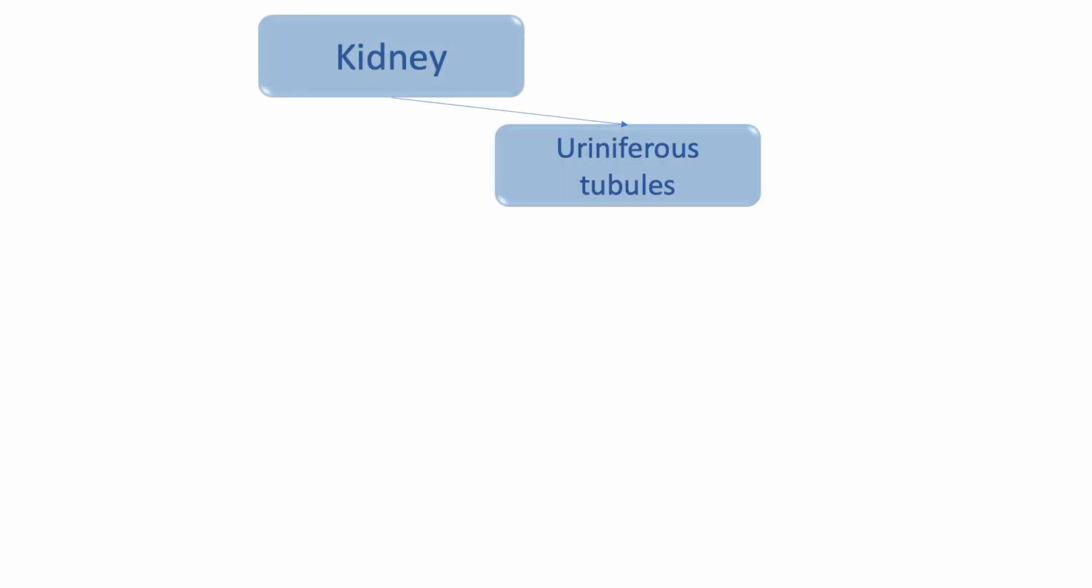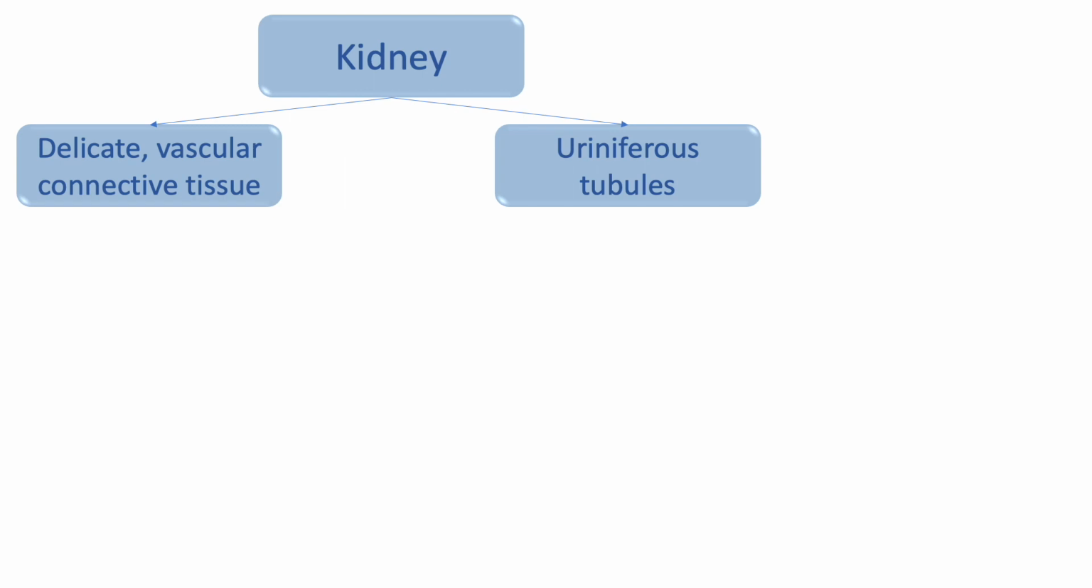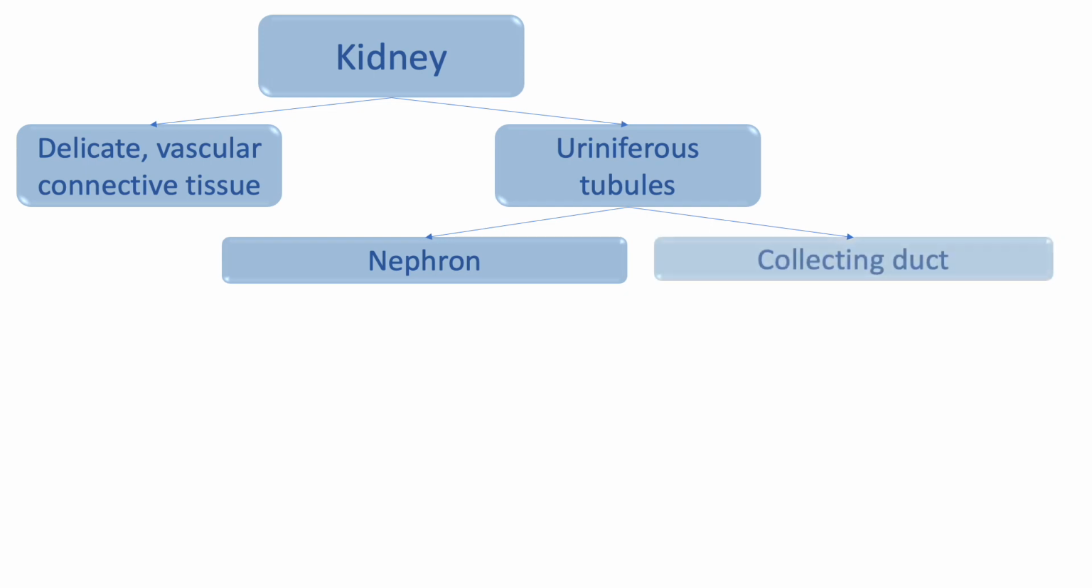Kidney is made up of uriniferous tubules and delicate connective tissue containing branches of renal vessels. Uriniferous tubule is made up of nephron and collecting duct. Each kidney has up to 1 million nephrons, and the function of nephrons is to produce urine.